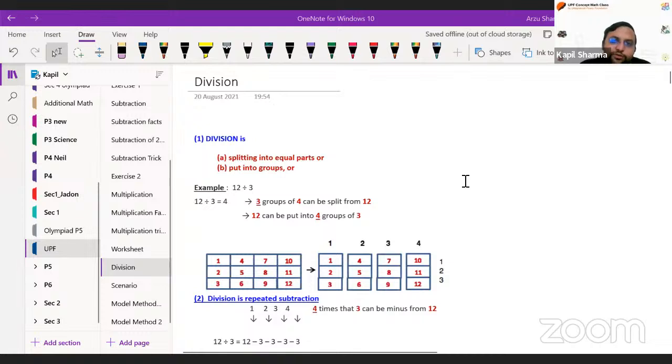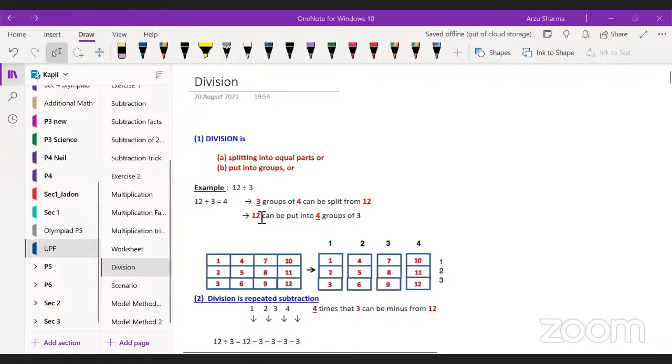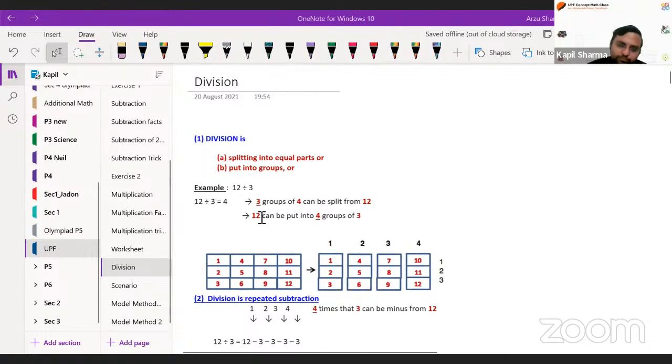So first of all, what is division? Division is splitting into equal parts, or put into groups. So let's say if you have 12 and we divide it by 3. So what are we doing essentially? We are actually splitting 12 into 3 equal parts. So let's say this represents 12.